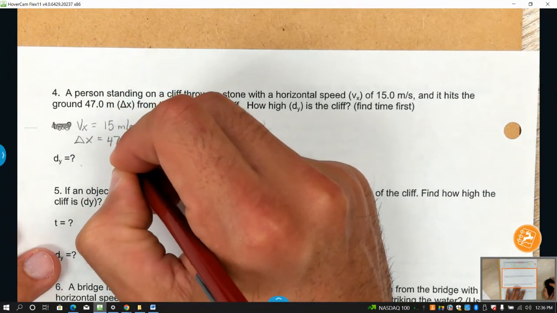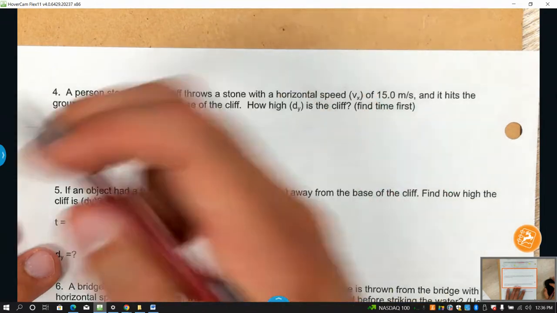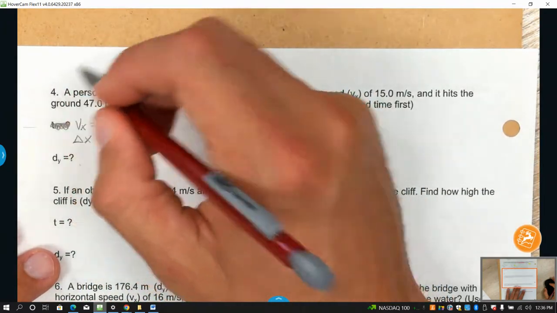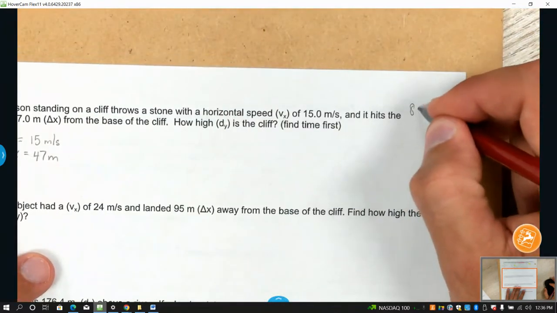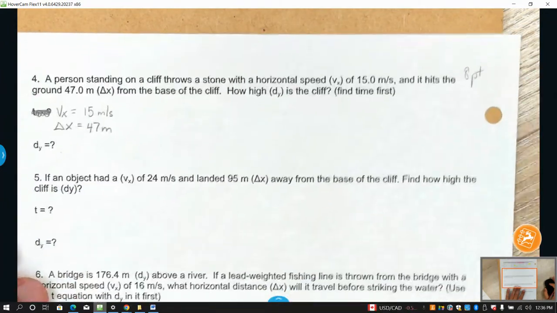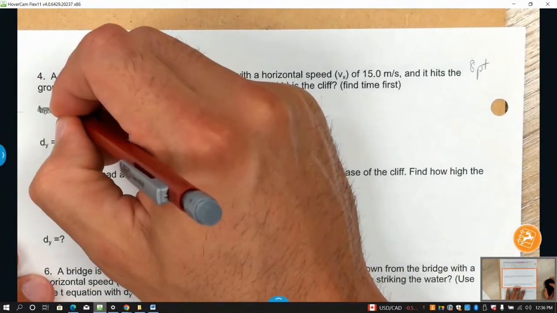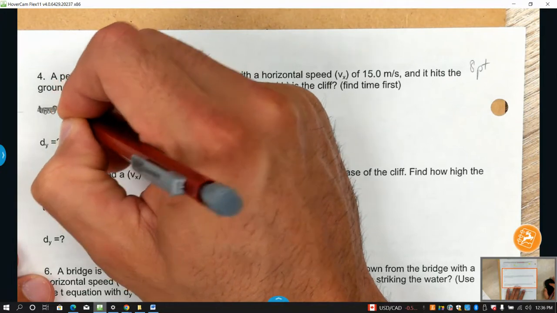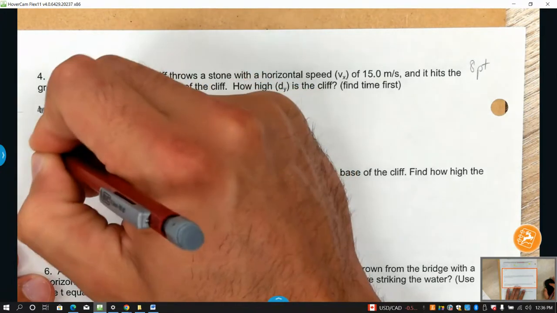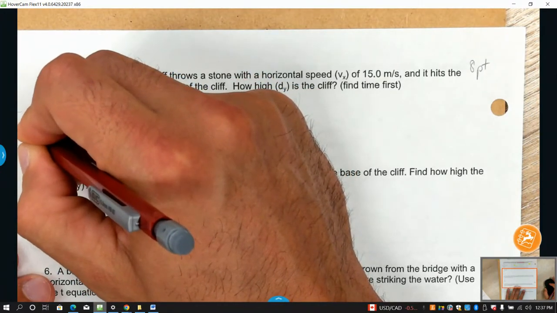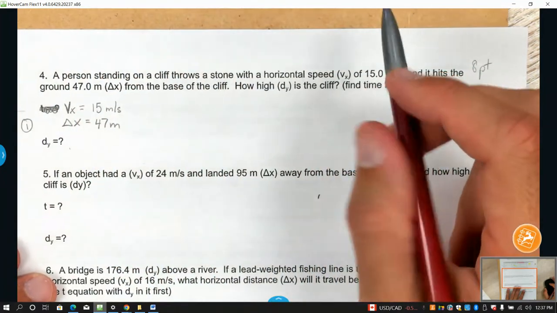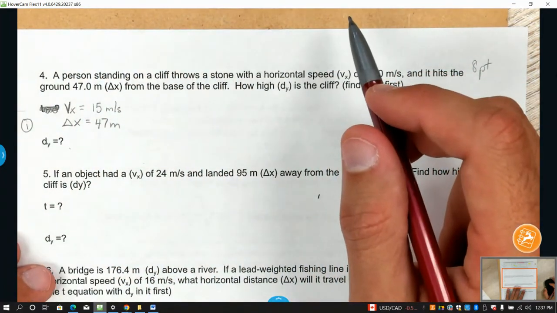So that is 47 meters. So how would we get this, if this is an 8-point question? You would get 1 point for writing down the given pieces of information and what you're looking for. So that's your first point that you can get, and it's your first step.